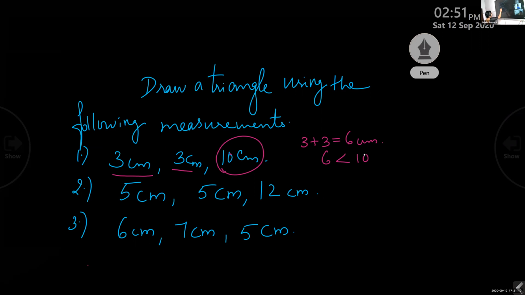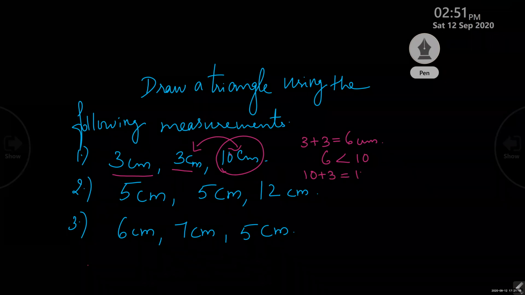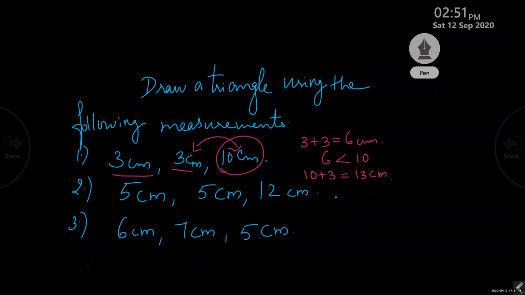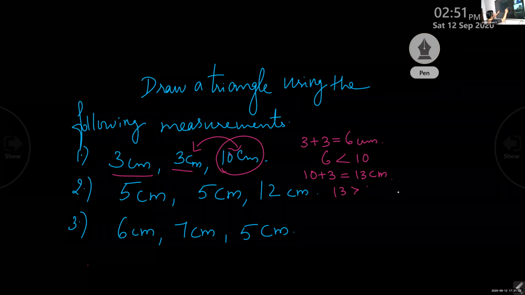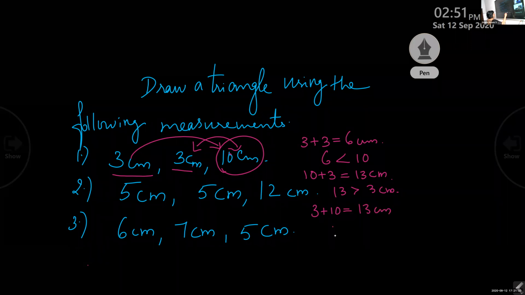Now I will add these two. 10 plus 3 is 13 centimeter. That is greater than the third side, 3 centimeter. Now I will add the other two and compare with this third one. What is that? 3 plus 10, again 13. That is greater than 3 centimeter.